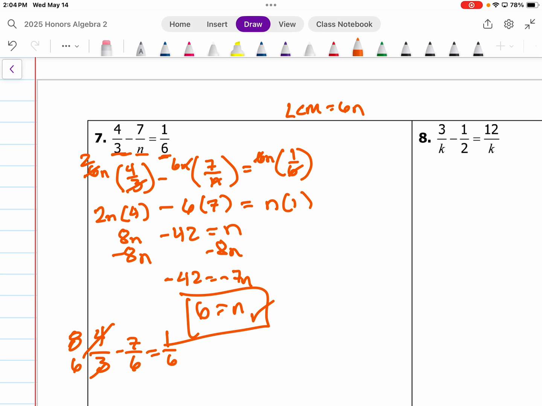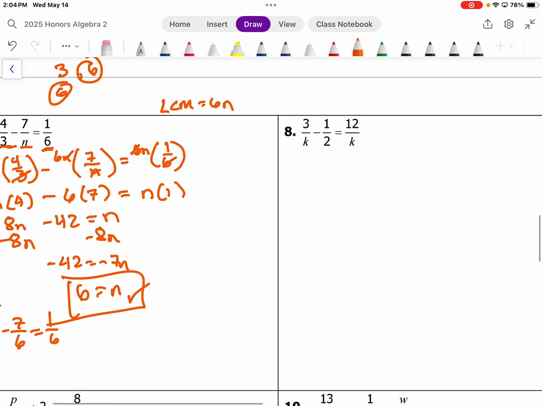Between the numbers, the first multiple that 3 and 6 have in common is 6. So that's the least common multiple for number-wise. And then since the n was the only n in the bottom, it had to be tagged on. Okay? All right, now, as I look at number 8, there's two types of denominators. There's a k and there's a 2. So the least common multiple is 2k. So that's what I'm going to multiply everybody by. Each fraction gets multiplied by that.